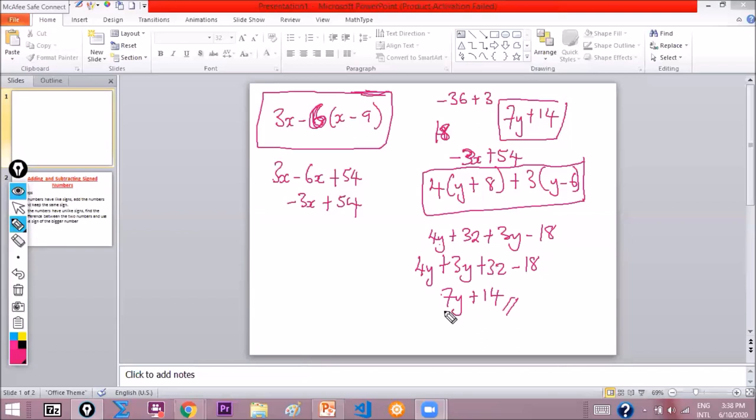Okay, let me give you one last one and we'll go a step further. So let's say we have 6x raised to the power 3 plus 4 plus 2x squared bracket 15 plus x squared. Simplify this. This is x squared.